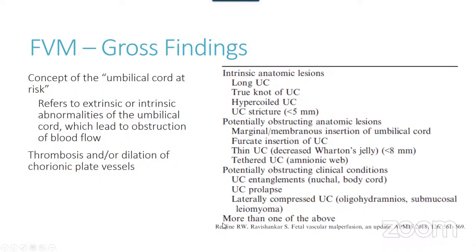And of course, like everything in placental pathology, if you have more than one abnormality, the effects are more severe. In this case, if you have more than one umbilical cord abnormality, let's say you have a long hypercoiled cord with a true knot, now you're increasing your risk for developing FVM. At the same time, you can have a hypercoiled cord or a long cord or a furcate cord, any of these things, and not develop FVM as well. So it's all just about being at risk, not necessarily that it will happen.